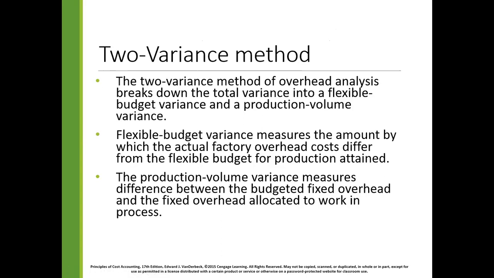Flexible budget variance measures the amount by which the actual factory overhead costs differ from the flexible budget for production attained. The production volume variance measures the difference between the budgeted fixed overhead and the fixed overhead allocated to work in process.